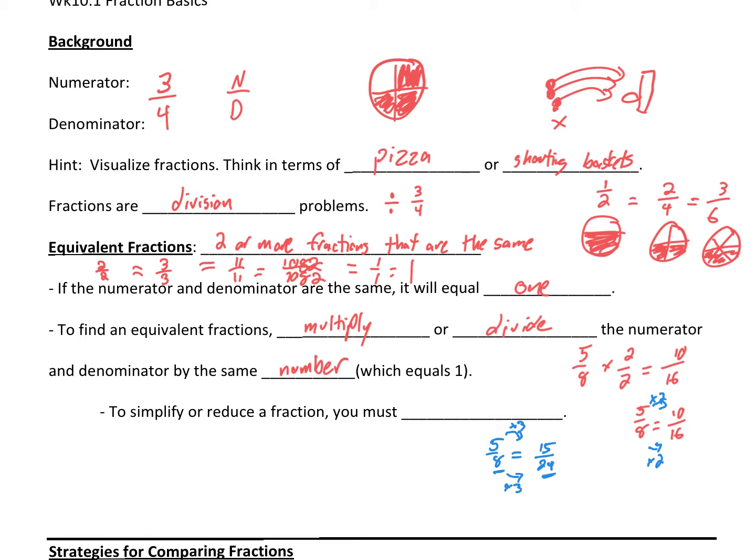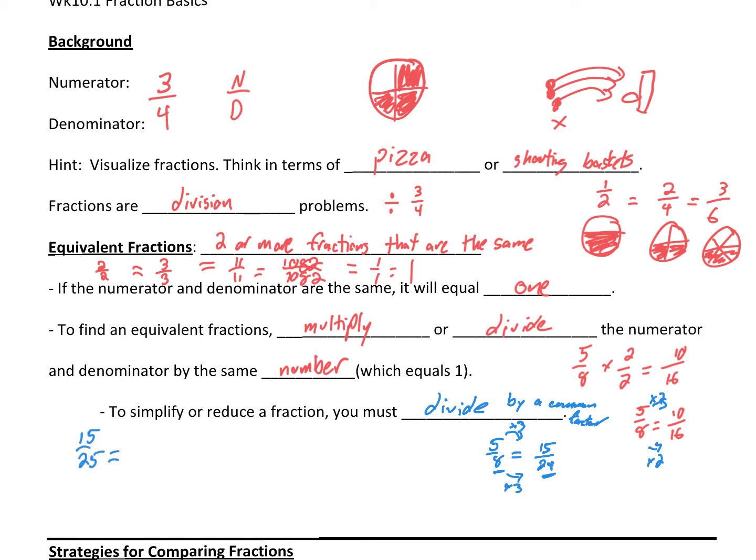Okay, sometimes you'll be trying to simplify or reduce your fraction. We want to put things in their simplest form. Okay, when we do that, we must divide. So far, my examples have been multiplying. We're going to divide by a common factor. Remember factoring? You should.